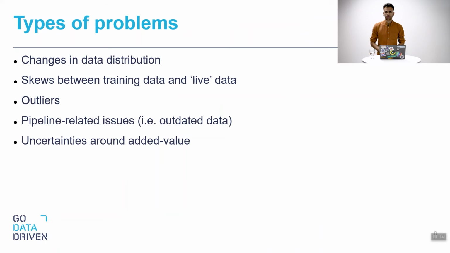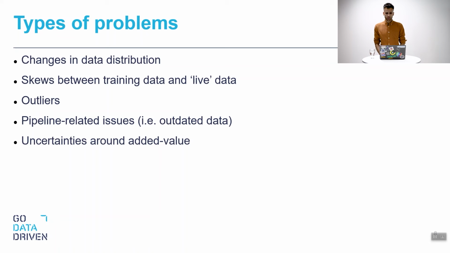So what types of problems do we have when monitoring is perhaps ignored or not implemented in the best way? Well, the first and probably the most common is changes in the distribution of your data. We live in a changing world, so it's impossible that the data you use at training time is going to be similar to what you have when it's live.